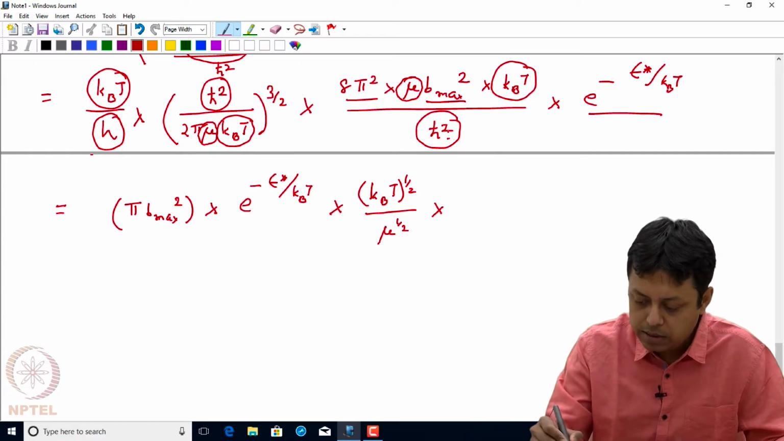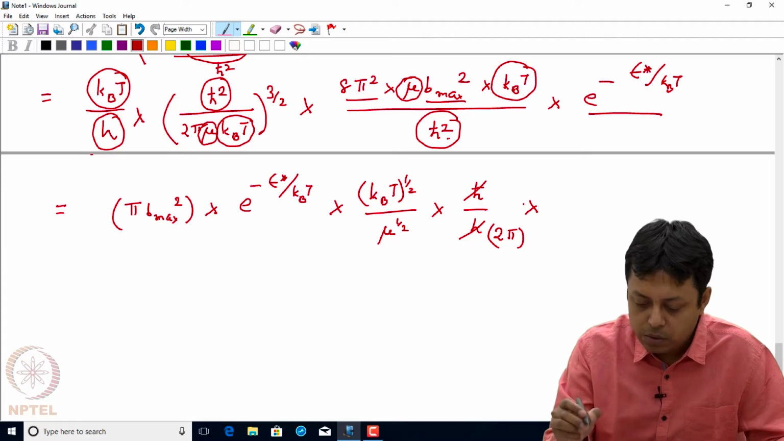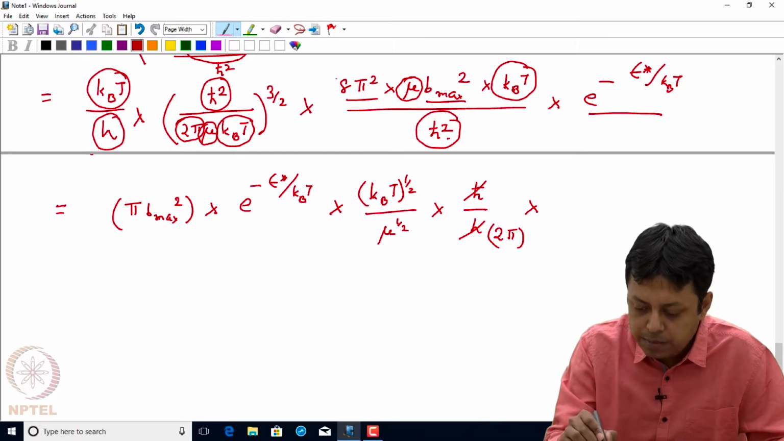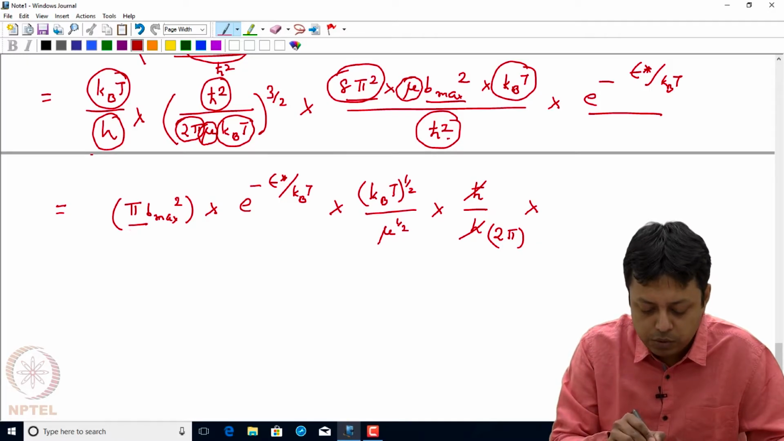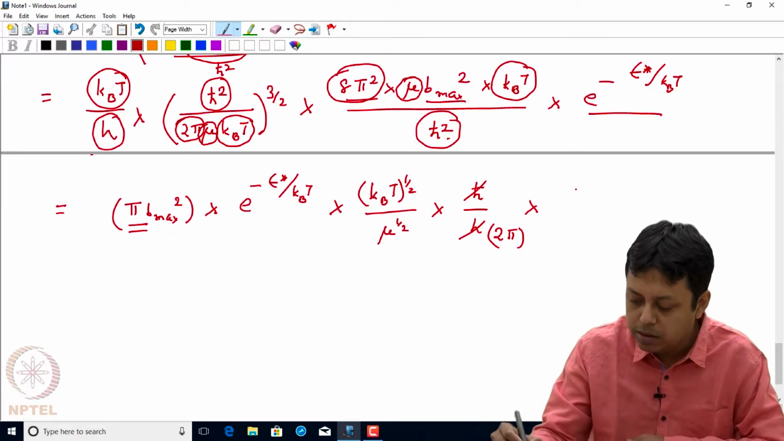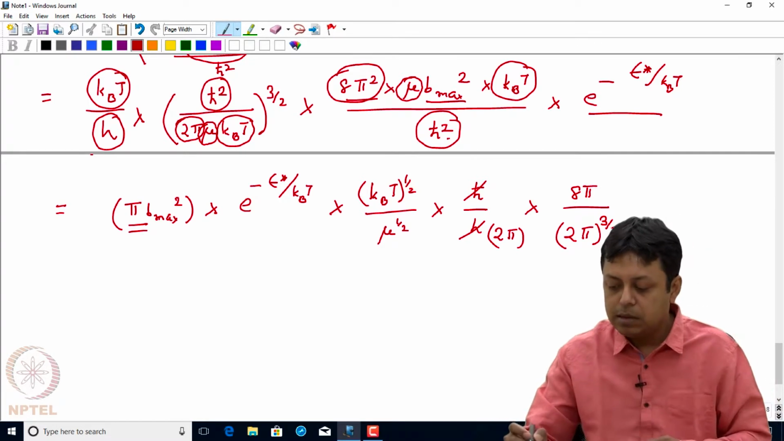I have this h bar squared and h bar cubed. So, I have h bar divided by h, and that will give me basically 1 over 2 pi eventually, times what I have. Let us also calculate the 2 pi's. I have 2 pi here, and I have 8 pi here, because already 1 pi we took out for pi Bmax squared. So I have 8 pi divided by 2 pi to the power 3 by 2.